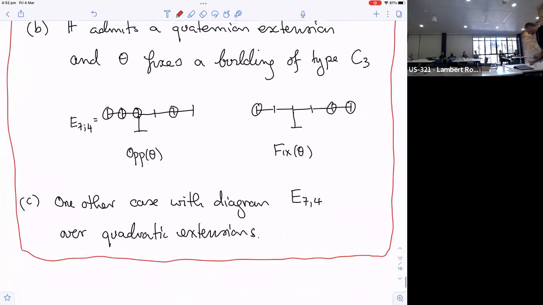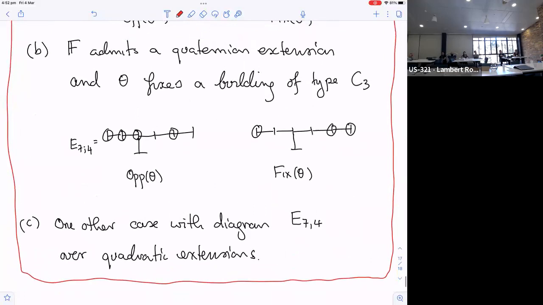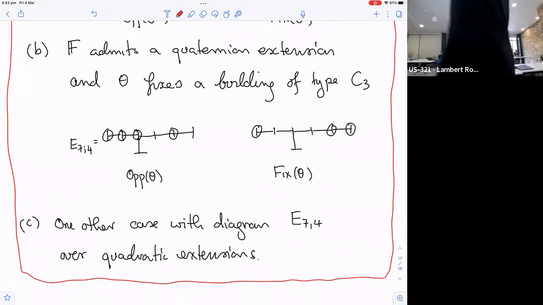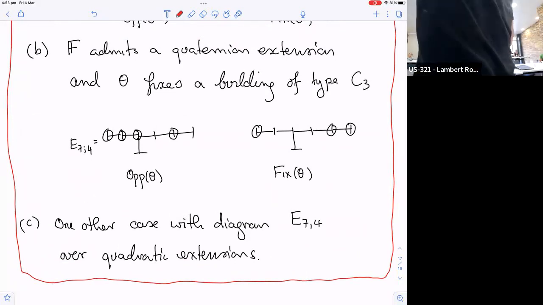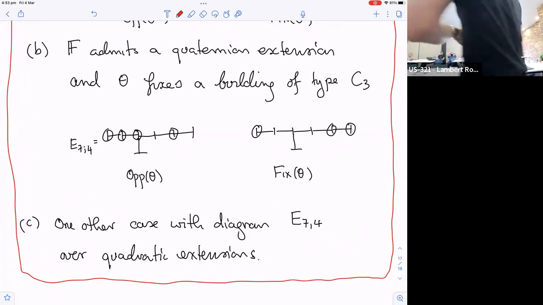And then there is actually another type as well. There's another example with opposition diagram set 4 over quadratic extensions. This one doesn't have a fixed diagram. Well, it sort of does. It fixes vertices of every single type, but it doesn't fix a chamber. So again, with these Tits indices, these fix things of each of these three types, but it doesn't actually fix a simplex of that type.